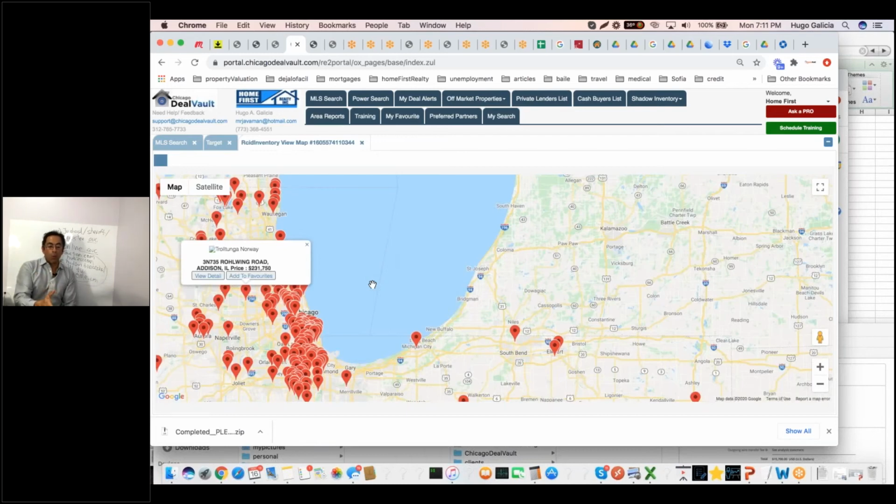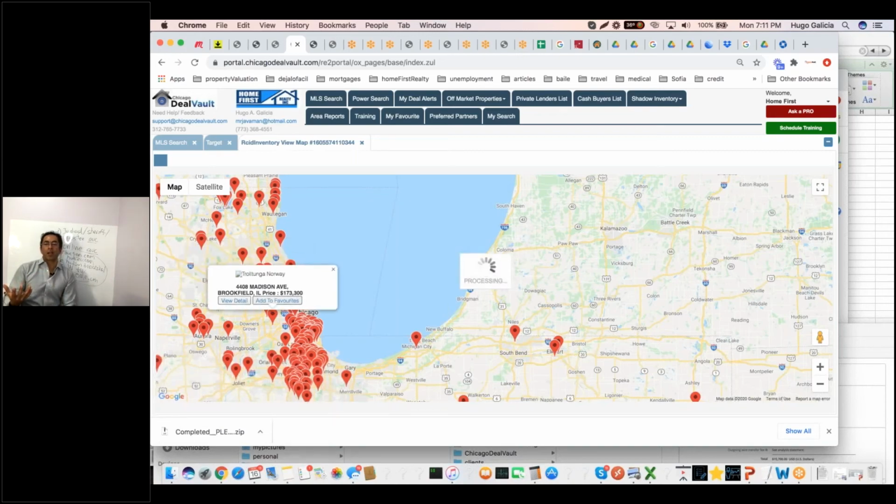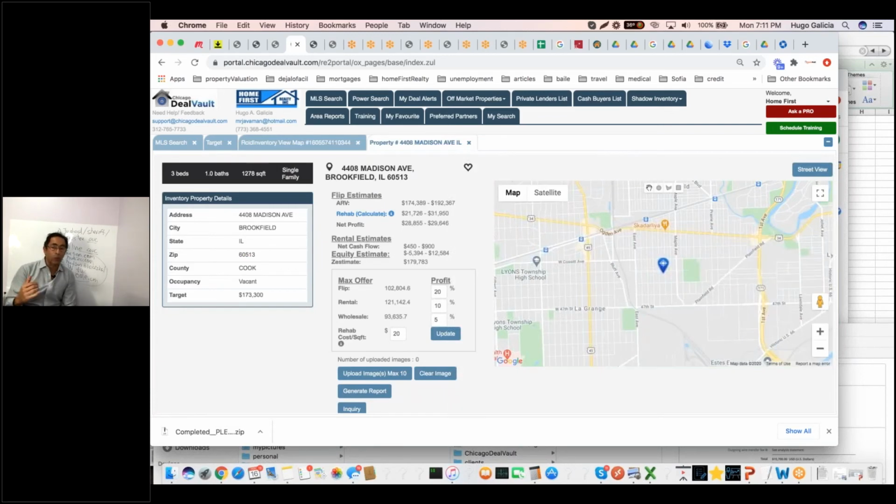Right now we've got 350 properties. By Thursday, we're going to have way over 500. Hopefully you find something that makes sense, and if it does, let us know. We are going to help you with it, if it makes sense, because right now there are plenty of private money lenders in the ChicagoDealVault network who are willing to lend money, okay? So this is what you want to look for.